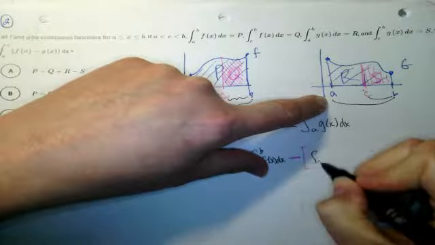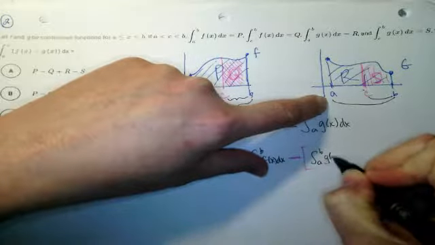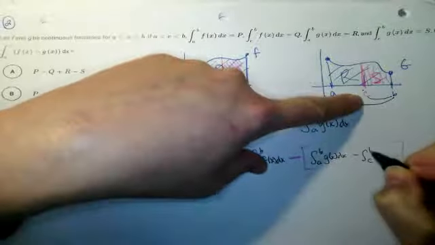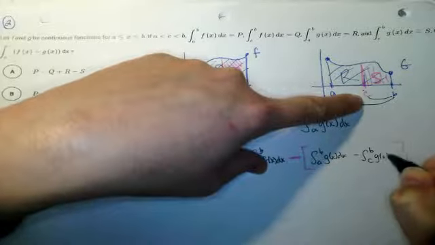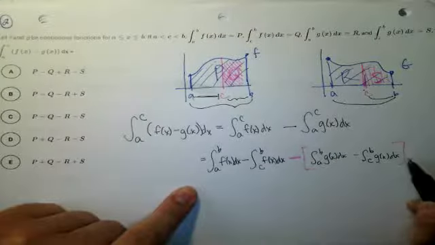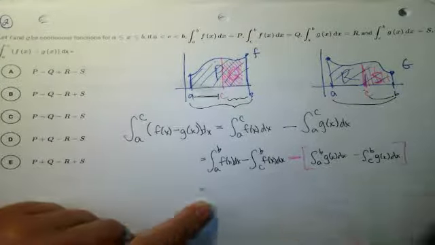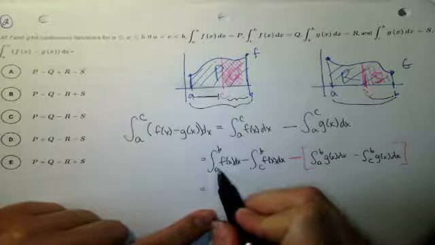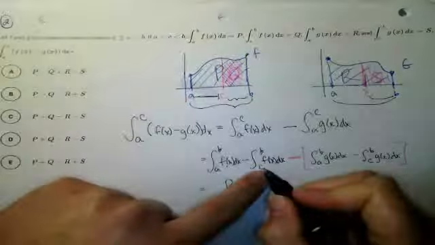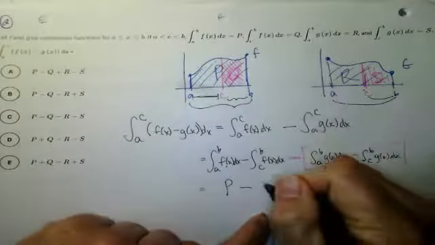So that'd be the integral from a to b of g of x dx minus the small interval from c to b of g of x dx. And again, we're subtracting the whole thing. So the signs are going to change. This becomes a to b of f of x was p minus c to b was q.